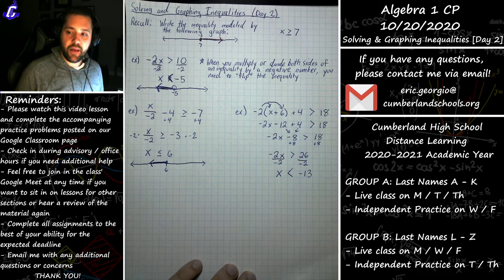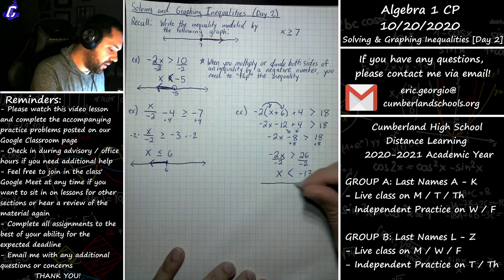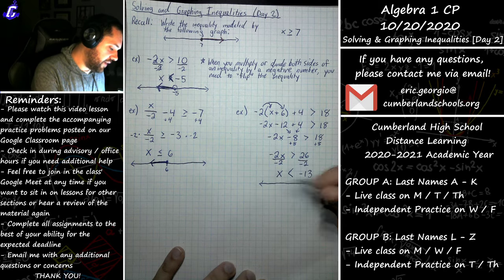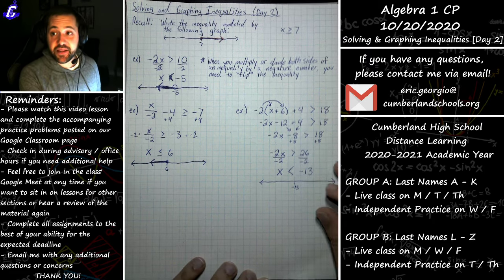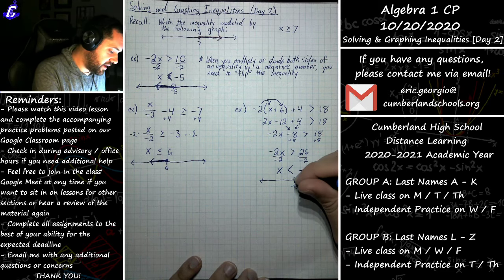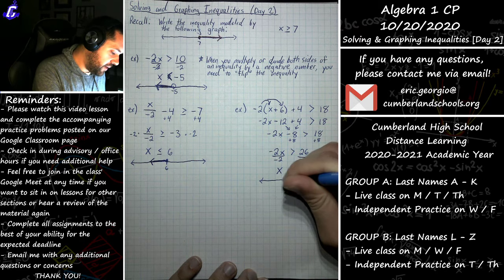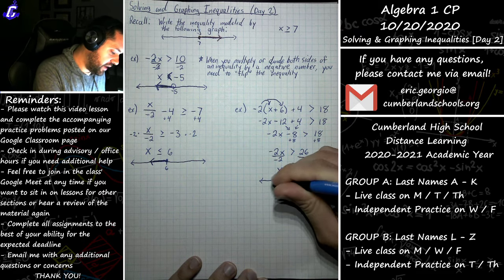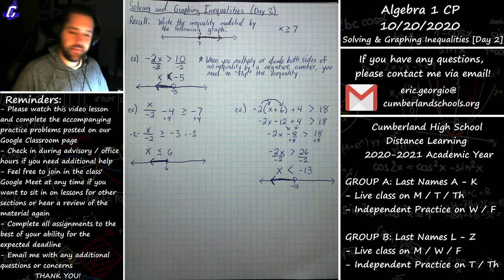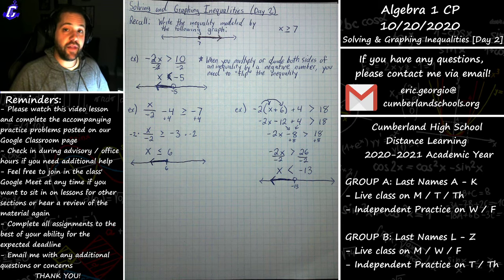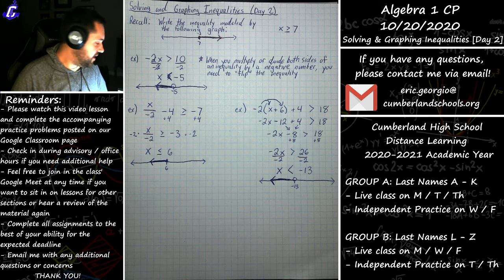Okay? And once again, I would represent that on a number line by having negative 13 be the middle point here. It's strictly less than, not less than or equal to, so we're going to have an open circle, and we're going to shade to the left to represent all the values for x that are less than negative 13. All right, hopefully that makes sense. Sink it in a little bit. I certainly hope so.